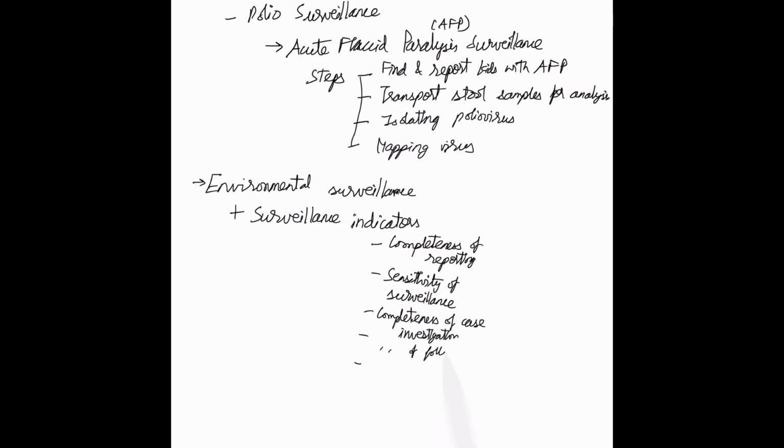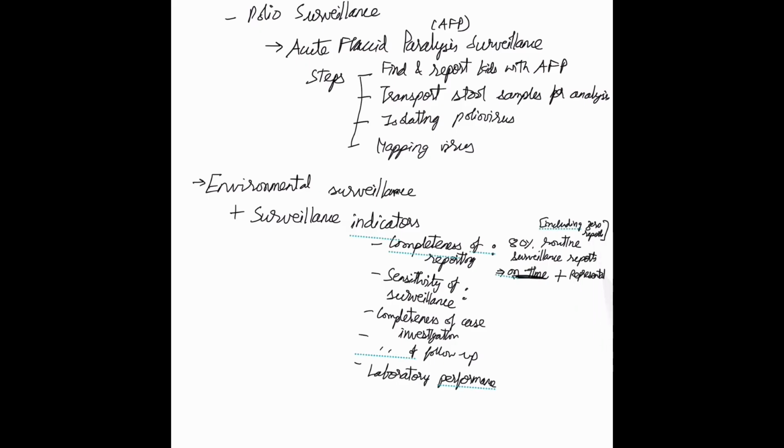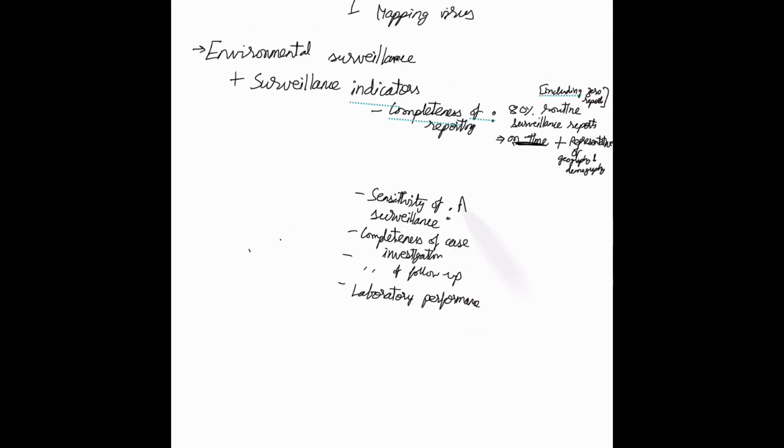So your reporting is considered complete if 80% of routine surveillance reports are on time and are representative of the geography and demography of the region. This includes zero reports as well. Zero reports means that there are zero cases right now. Sensitivity of surveillance: at least one non-polio AFP case annually must be reported per 100,000 population. And the age of that non-polio acute flaccid paralysis case must be less than 15 years.